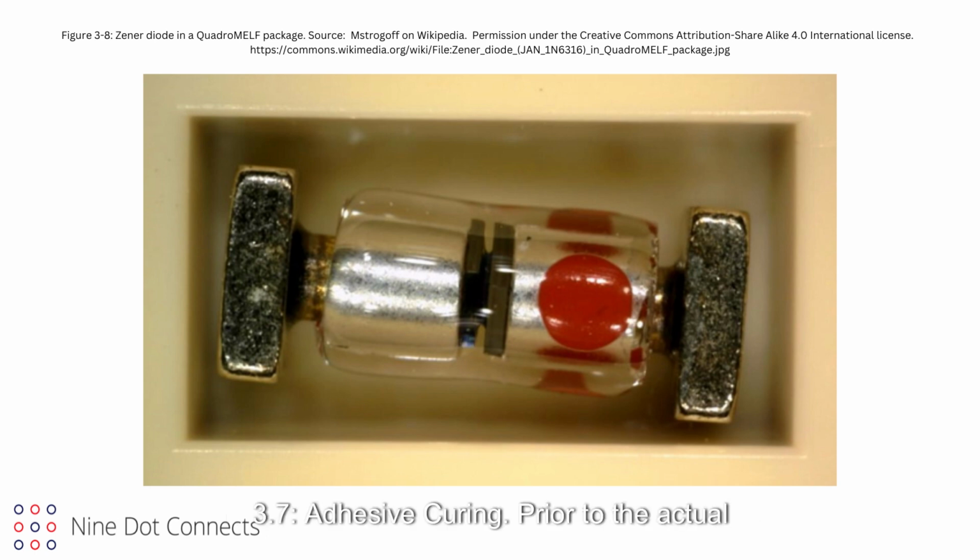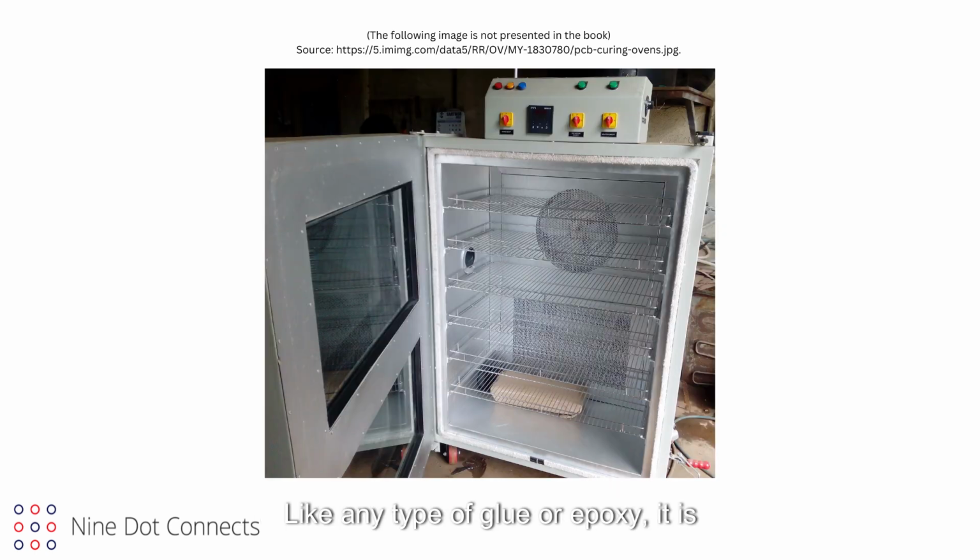3.7. Adhesive curing. Prior to the actual soldering of the component to the board, the process of curing the solder paste in glue dots, if used, is performed. Curing is the process in which a material is hardened. Like any type of glue or epoxy, it is initially applied in a liquid state. The curing process hardens the material.